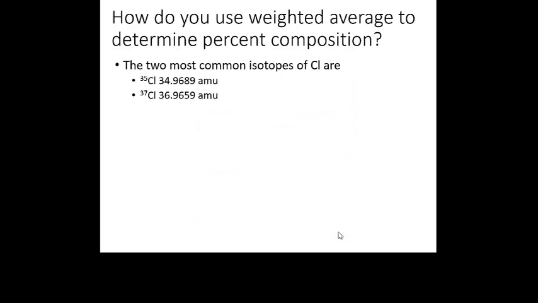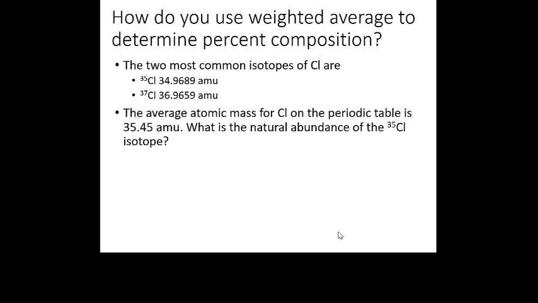So then what you really have to do in the pre-lab is to use weighted average to determine a percent composition. So in terms of atomic masses, again, if we think about that, the two most common isotopes of chlorine are chlorine 35 and 37, and I have their masses there. And from the periodic table, we know the average atomic mass for chlorine is 35.45. But what's the natural abundance of the chlorine 35 isotope? How do we figure that out?